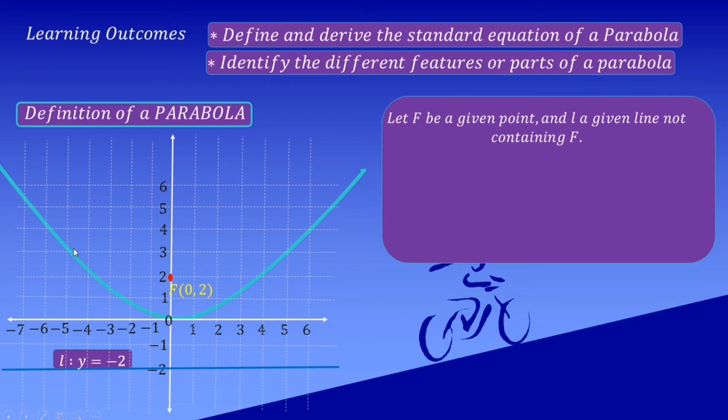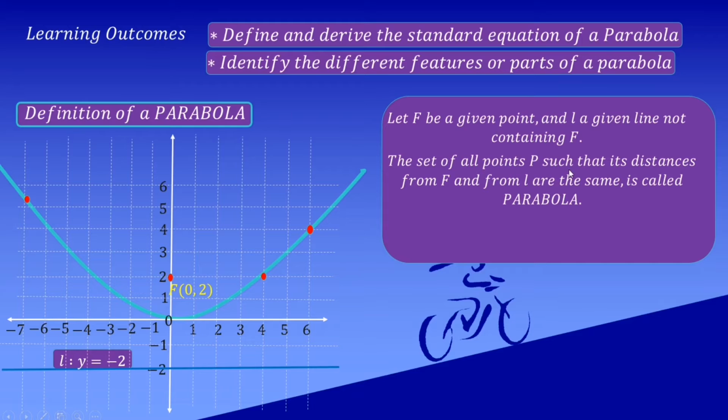And this curve, a parabola which opens upward, consists of infinitely many points. So consider mo natin yung tatlong points. So lahat ng points ng ating parabola, ang sukat mula sa F and sa L are the same. Yan ay tinatawag na parabola.